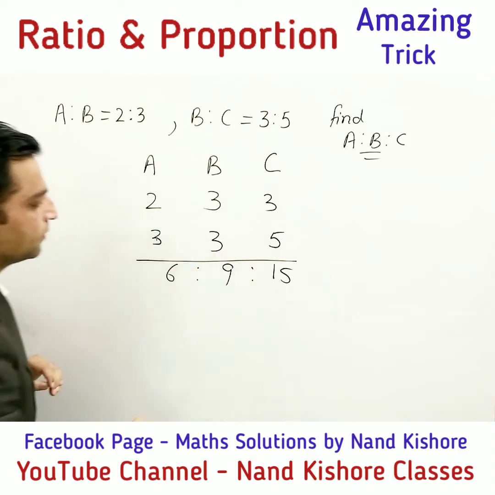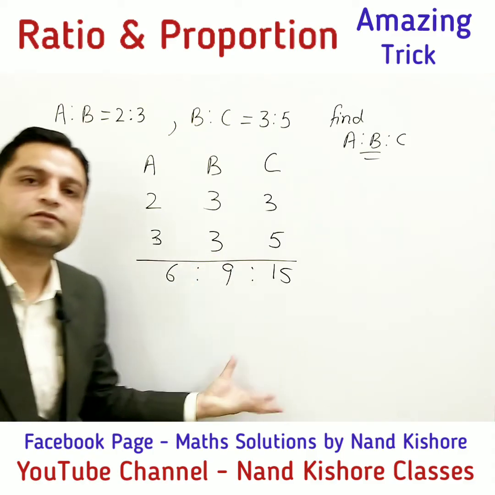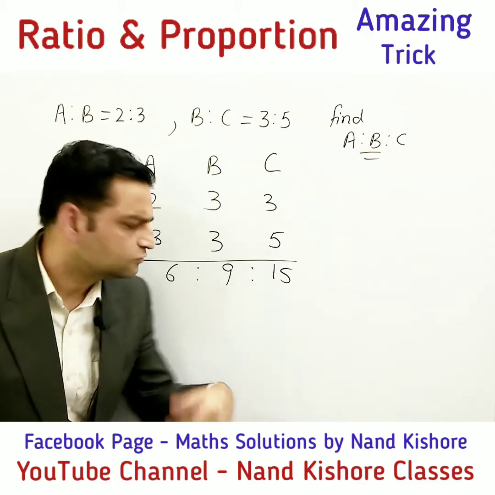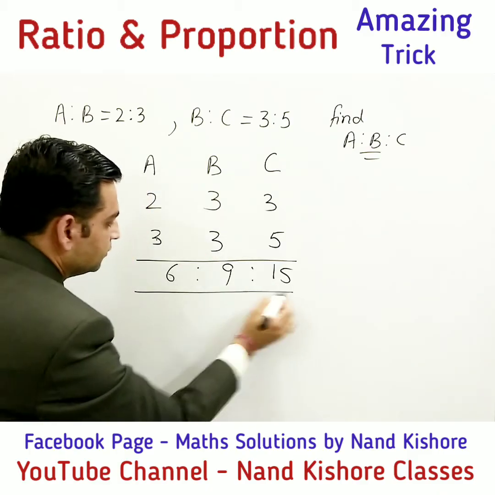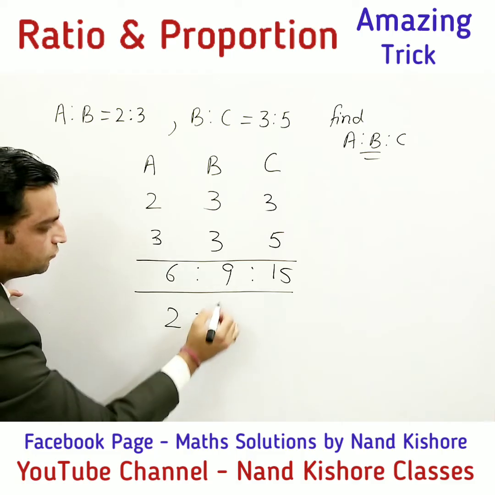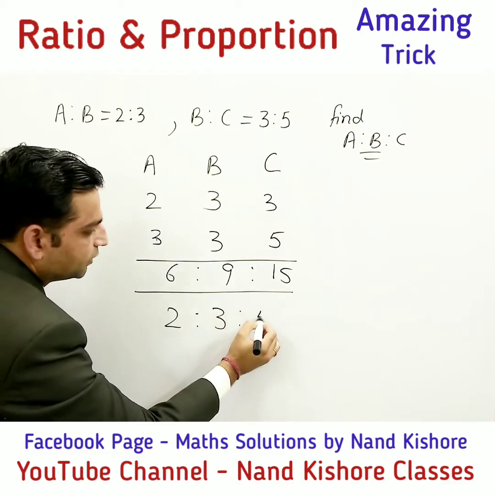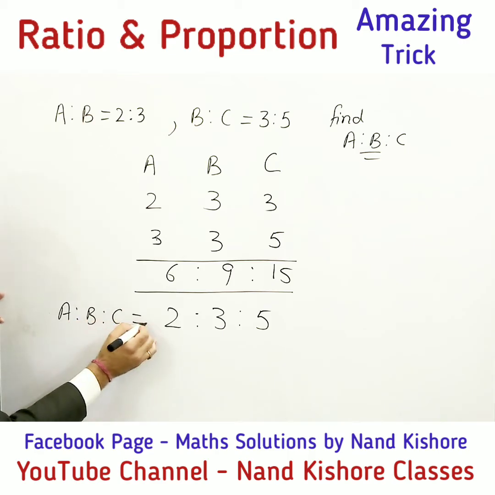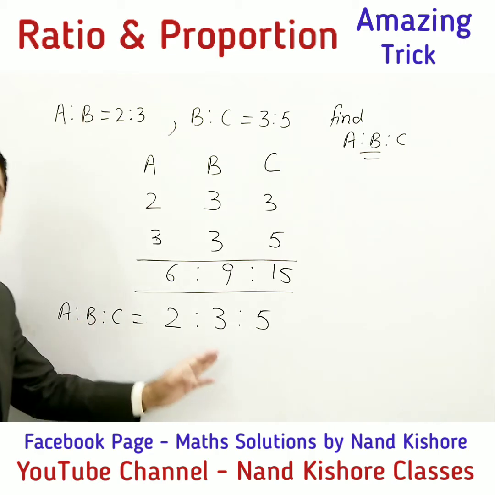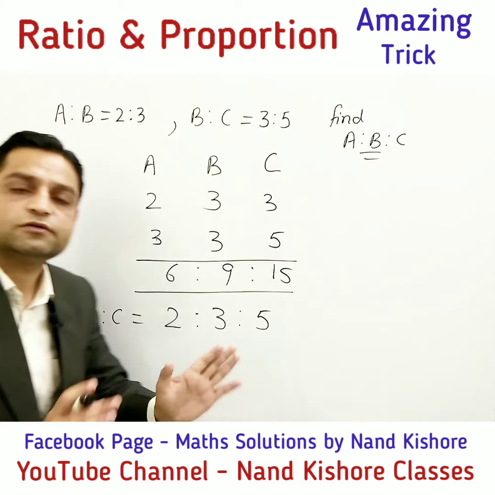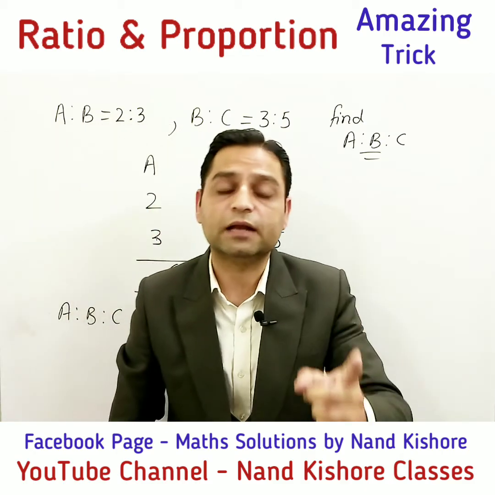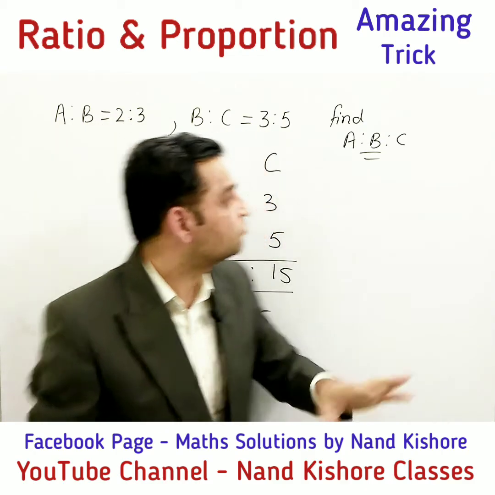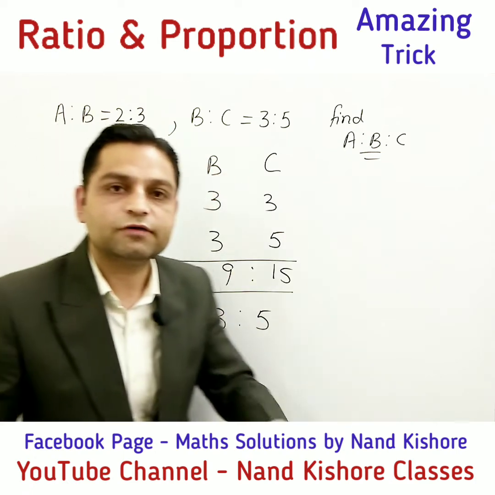Put the ratio here. Now see, all these values are still divisible by 3, so divide by 3. 3 2s are 6, 3 3s are 9, 3 5s are 15. So my final answer for A ratio B ratio C is 2:3:5. So it is a very easy concept which is very helpful in competitive exams. This was all about A, B and C.